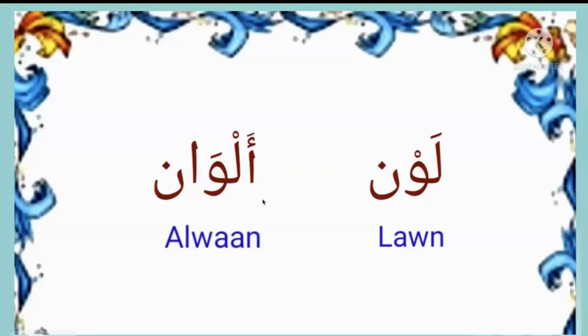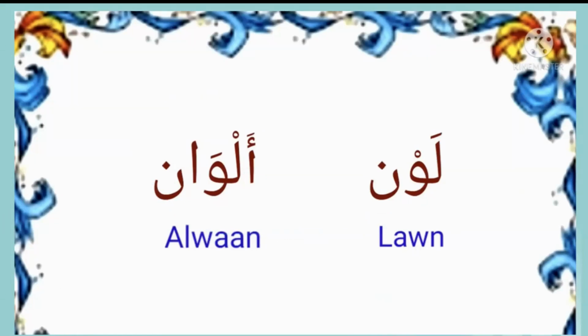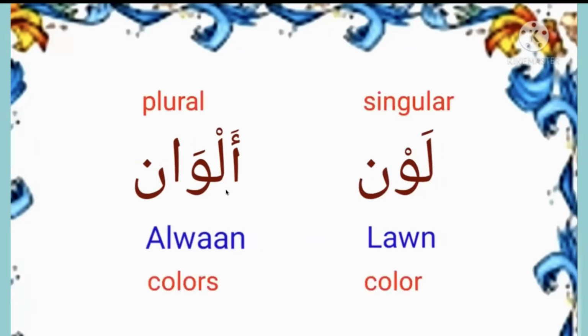Let's begin. Can you read what's there on the screen? ألوان. Good. My dear children, in Arabic you always have to start reading from right to left, not left to right. Clear? What's the meaning of laun? Color. And alwan means colors. See, laun is color, alwan is colors, singular and plural.